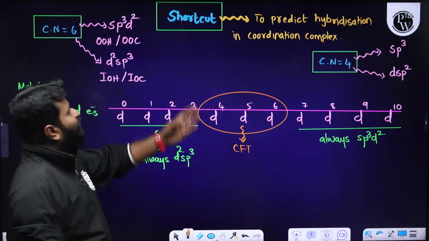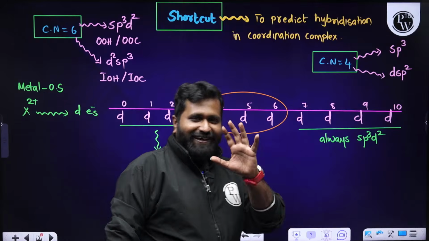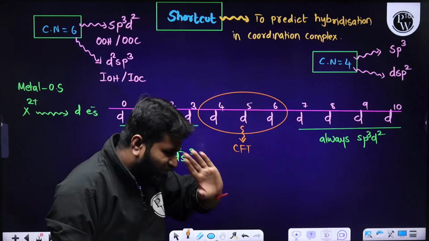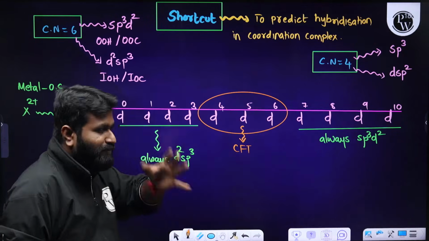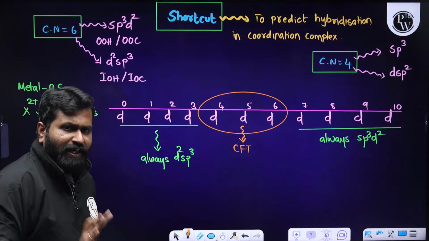Sir, you told us to shortcut this crystal field theory, and that is the problem for us. Very simple. We do not need to learn all of this crystal field theory, my dear students. In a very simple way, I am going to tell you how to solve with the help of crystal field theory.